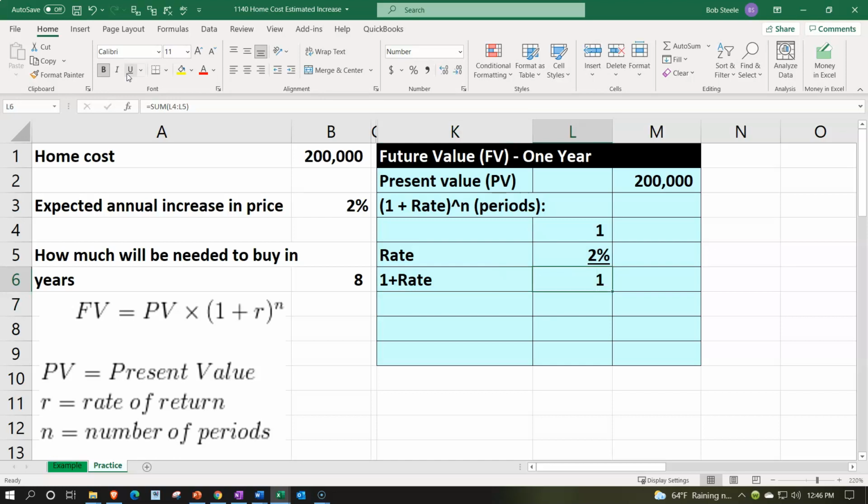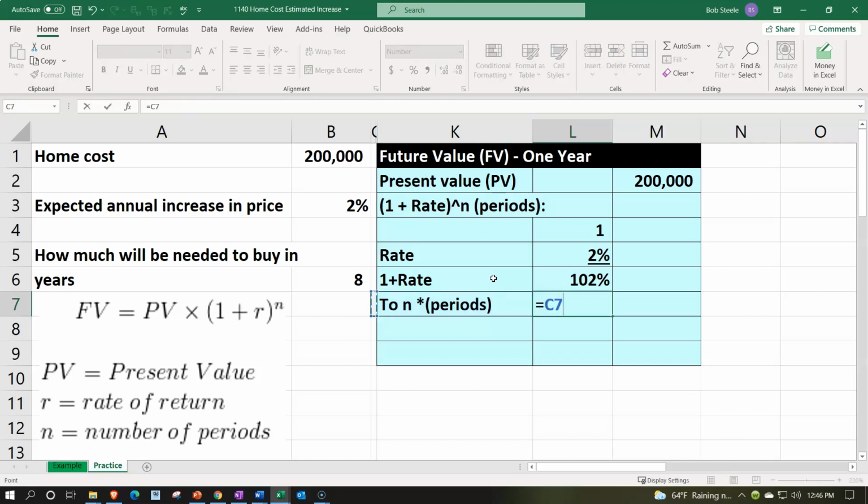And then we're going to go back on over here and make it a percent. Home tab, number group. You could add decimals at the 1.02, or you could then hit the percent button for the 102%. So then we're going to go to the number of periods. So it's going to go to N periods. And the number of periods is going to be 8. So I'm going to say equals, and we'll pull this over from the 8 over here. Underline it by going to the Home tab, font group, and underline. And then that's going to be our end result for this component.